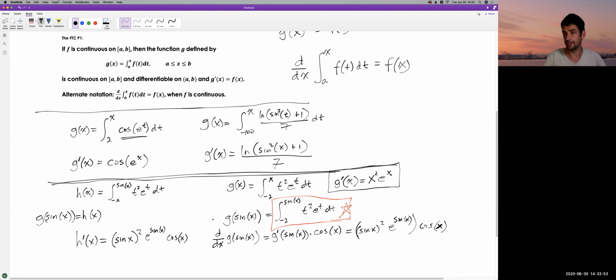Okay, I want to end it there. We'll come back with the second part of the fundamental theorem, which is really the part we're going to focus on a bunch for quite a while now.